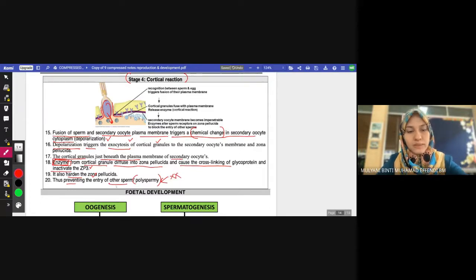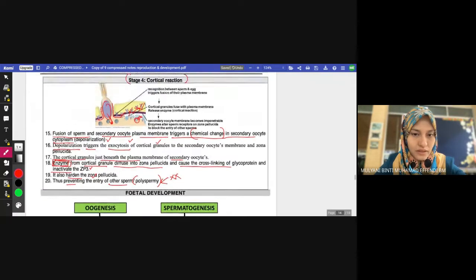Tak nak berlaku polispermi. Okay, so kiranya kemasukan fuse of the membrane dan kemasukan nukleus ke dalam secondary oocyte akan trigger this reaction. Okay, yang di mana reseptor akan inactivate. Okay, reseptor inactivate. Cortical enzyme ni akan release, okay, which harden the zona pellucida. Okay, so that is the 4 process or the stages in fertilization.